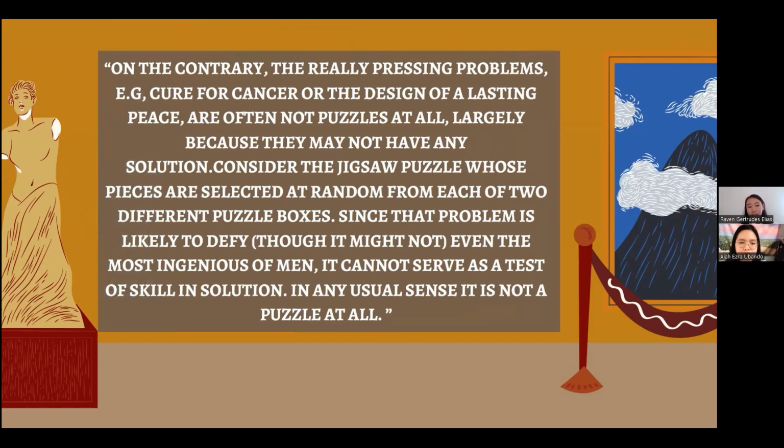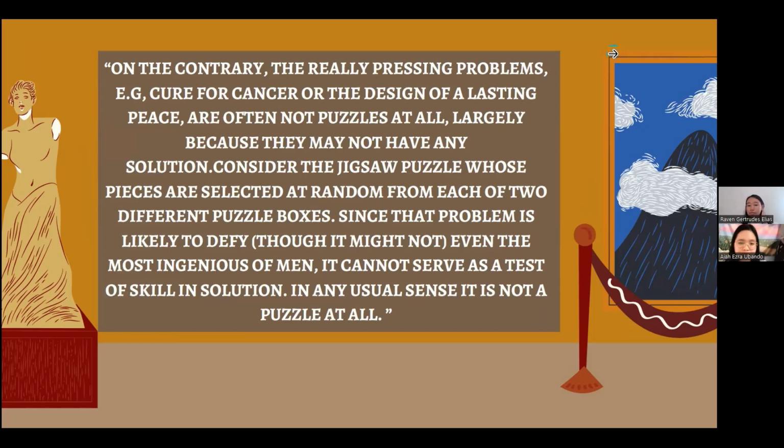On the contrary, the really pressing problems, examples given, cure for cancer or the design of lasting peace, are often not puzzles at all, largely because they may not have any solution. Consider the jigsaw puzzle whose pieces are selected at random from each of two different puzzle boxes. Since that problem is likely to defy even the most ingenious of men, it cannot serve as a test of skill in solution. In any usual sense, it is not a puzzle at all.